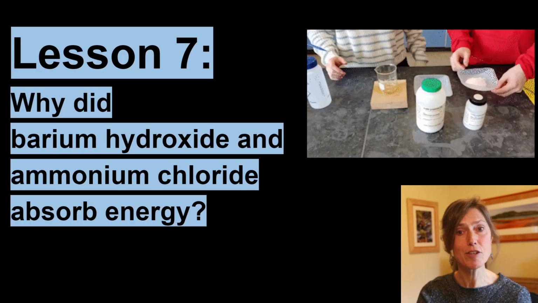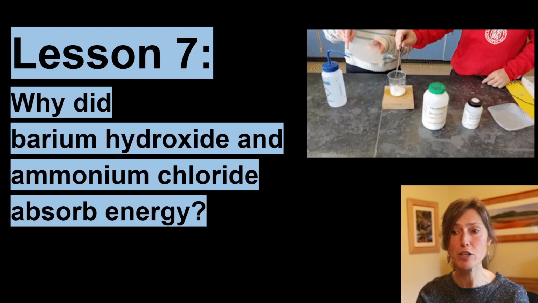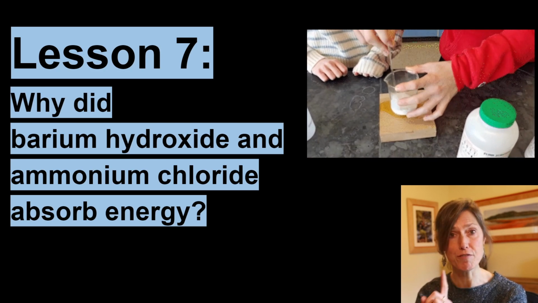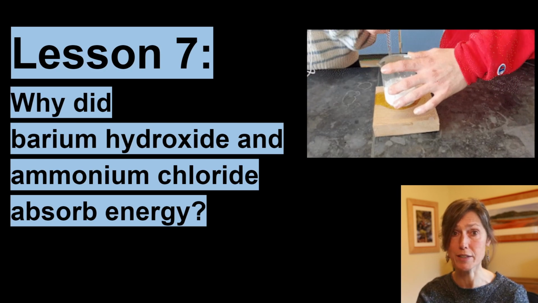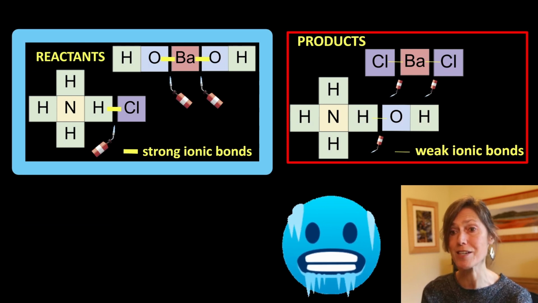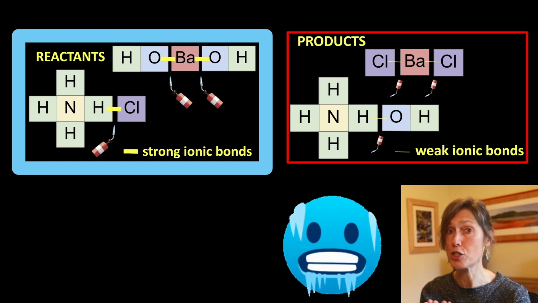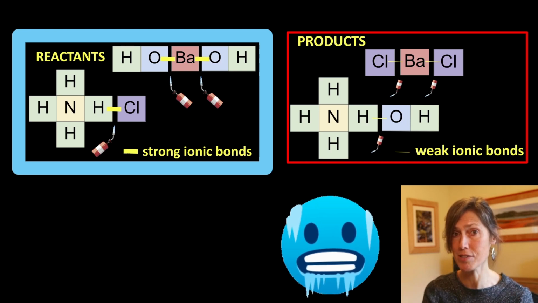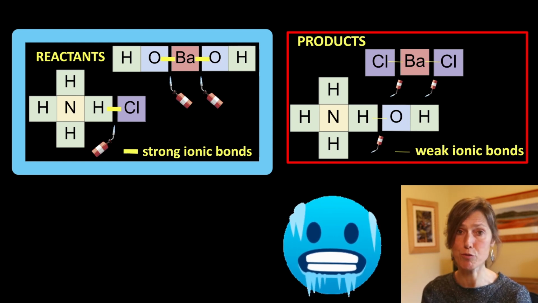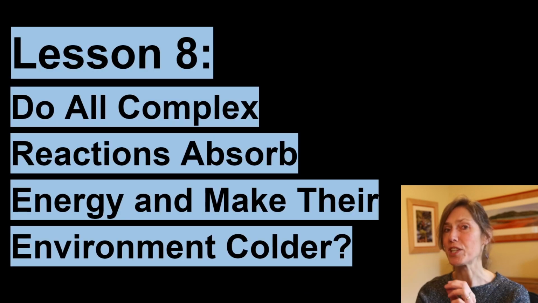So again, in lesson 7, we try to answer, why did barium hydroxide and ammonium chloride absorb energy? This is the very reaction of the first lesson of the chemical bonding storyline. And through the modeling of colored ion cards, students can then understand that it requires more energy to break the reactant ionic bonds than the energy that is released when the product ionic bonds are formed, which must be weaker. Which leads us to lesson 8 with the following question. Do all complex reactions absorb energy and make their environment colder?